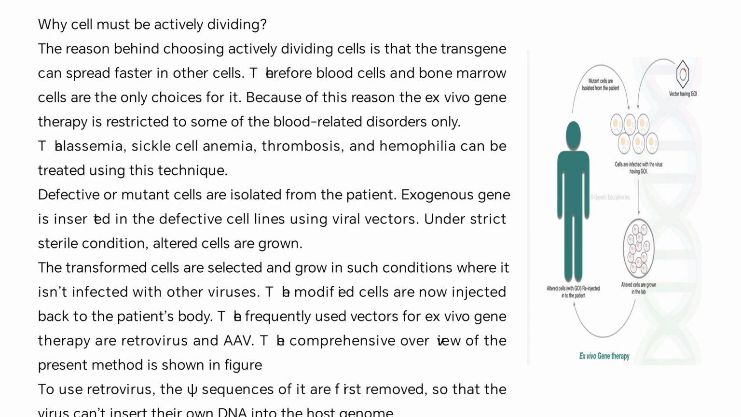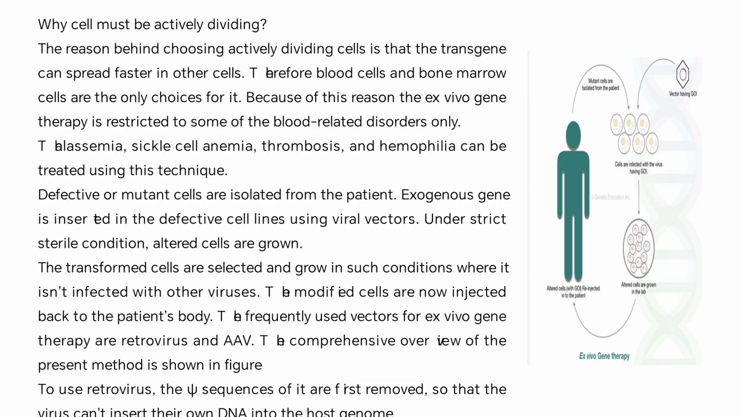Why do we choose actively dividing cells? Normally, the transgene therapy is done with the help of actively dividing cells. Therefore, the blood cells and bone marrow are the best choice because they are always undergoing division. They are pluripotent in nature, so they keep dividing actively throughout our lifetime. So we are choosing those cells for this purpose. Many blood related disorders like thalassemia, sickle cell anemia, thrombosis, and hemophilia can be treated very effectively by this method.